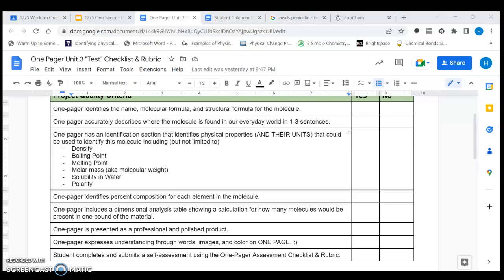So a couple of things I'm concerned about. First off, remember the structural formula is the picture version of your molecule. It's a little more specific than the molecular formula.